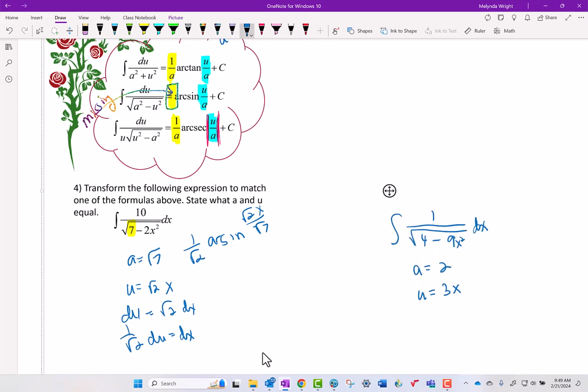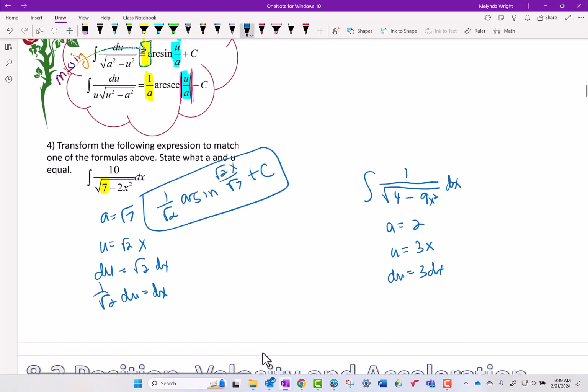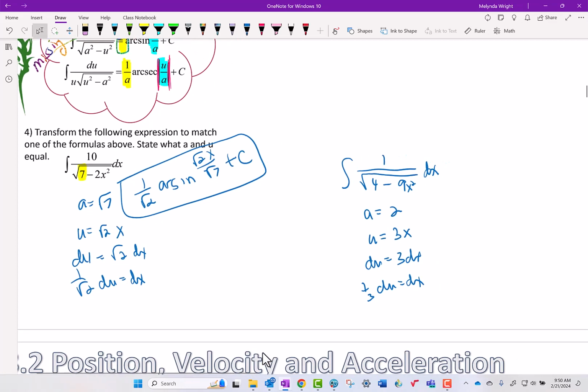Okay, plus c. Okay, here, du would be 3 dx, 1/3 du equals dx. So I am going to have the 1/3 out front because of this. So the reason I have this 1 over root 2 is because of this, not because of the formula. And the reason that I have this 1 over 3 out front is because of this, not because of the formula. So this would be the arcsine one.